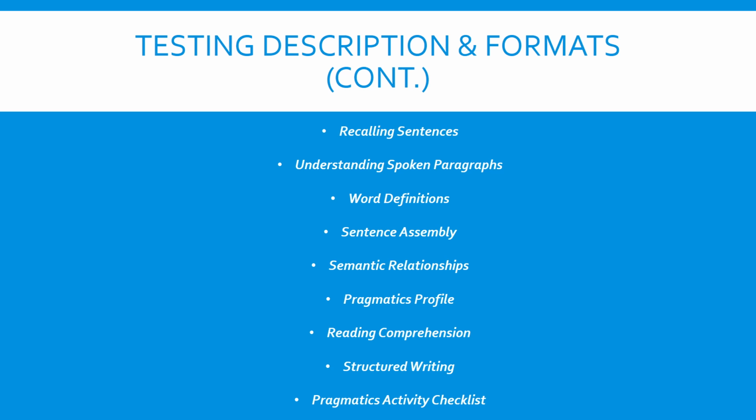The pragmatics profile is comprised of 50 behavioral statements, and it forms a behavioral checklist that measures the 5 to 20-year-olds' verbal and nonverbal pragmatic language skills. Then we have reading comprehension, which consists of 16 to 19 items. It's only for the 8 through 21-year-olds, and it's to see their ability in understanding information presented in written paragraphs.